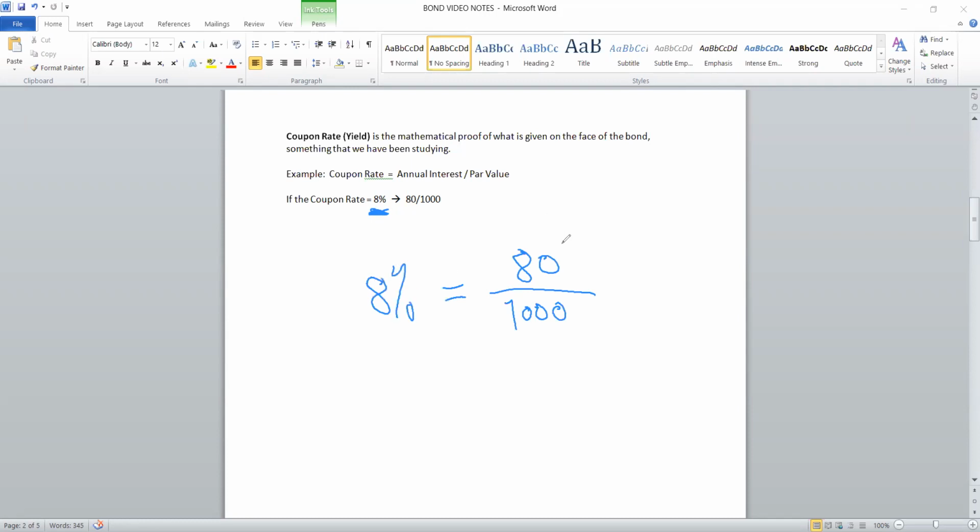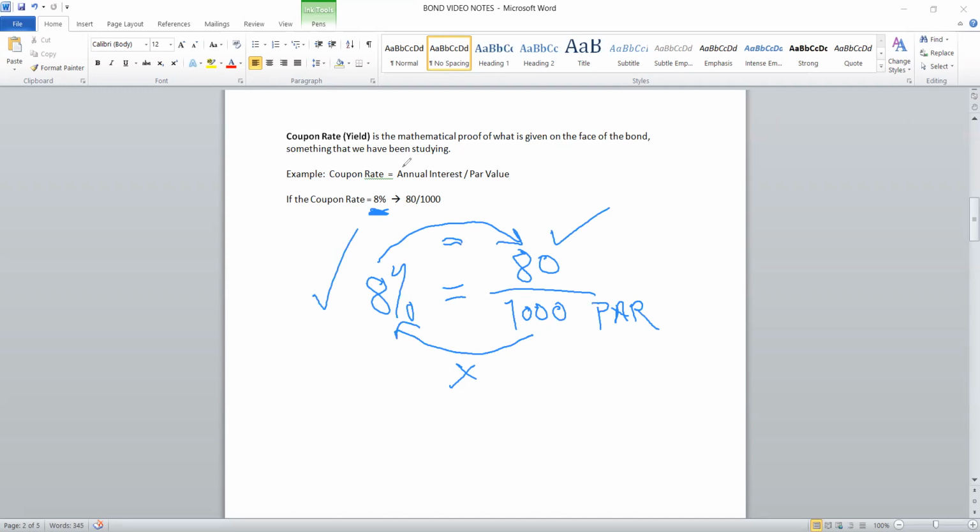Okay, we know how this relationship would work. So if you took 8% of 1,000, you would multiply these together, and it would give you what? $80. Okay, so 1,000 times 8% is 80, and this is the mathematical proof of what's going to go on if you bought this bond at par, at $1,000. You're going to get $80 every year. And what does that equate to? That equates to an 8% return.